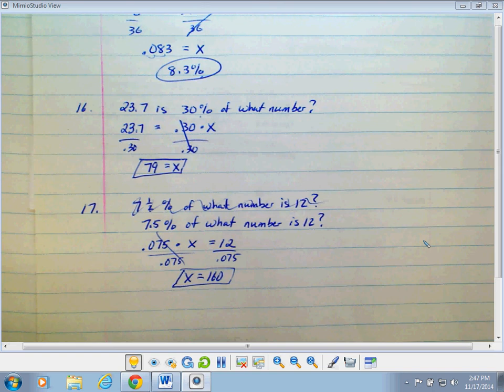Again, if you put it back into the problem, it should make sense. 7.5% of 160 is 12. So it makes a little sense if you read it like that.